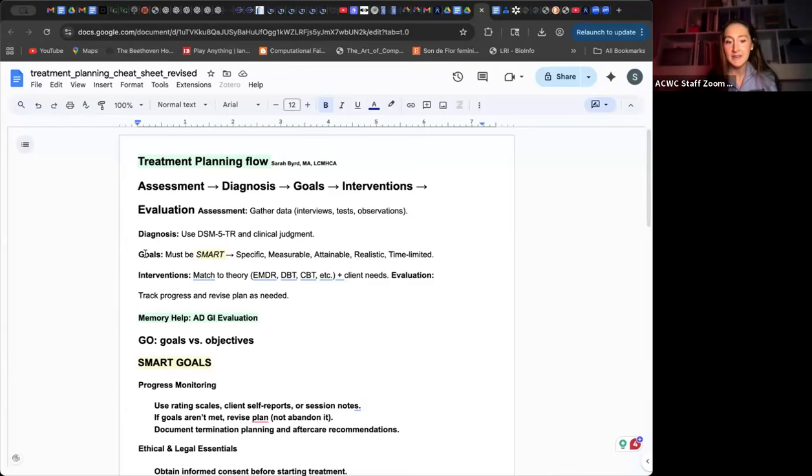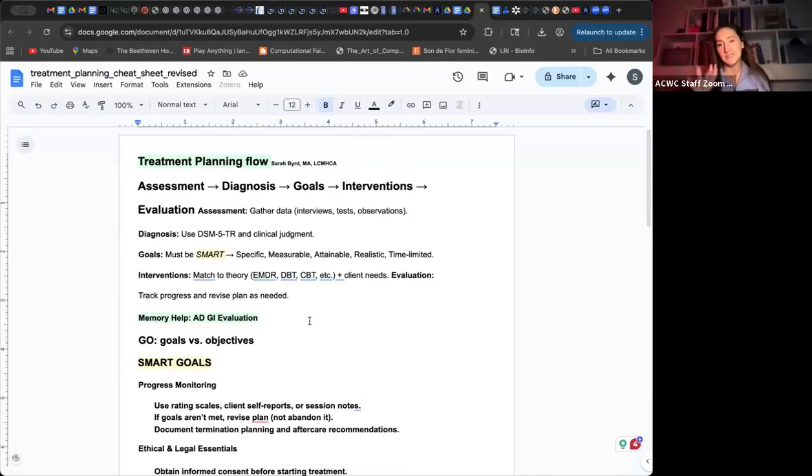I remembered it. I do well with memory type helps, but everybody learns differently. Everybody has their own way. But I caught it for myself: the ADGI down here, the ADGI evaluation.